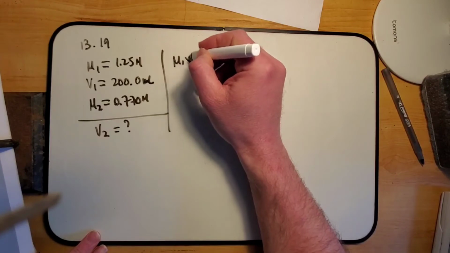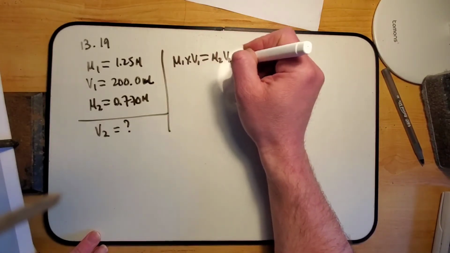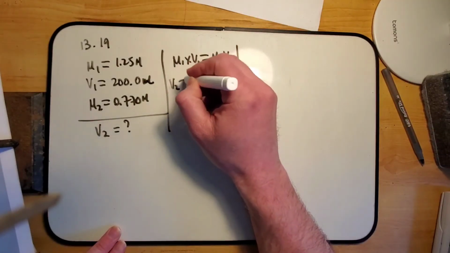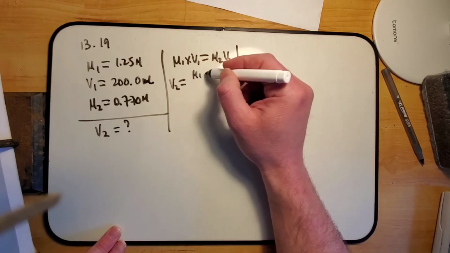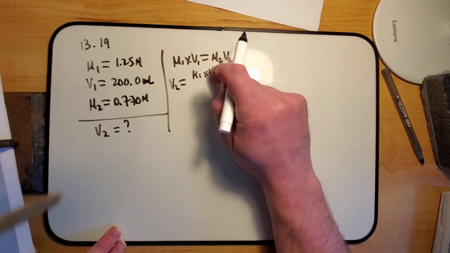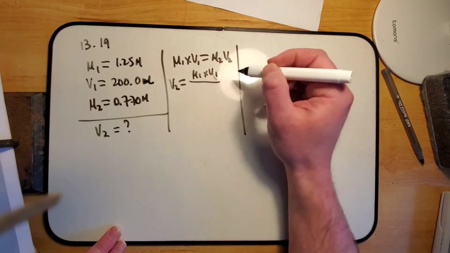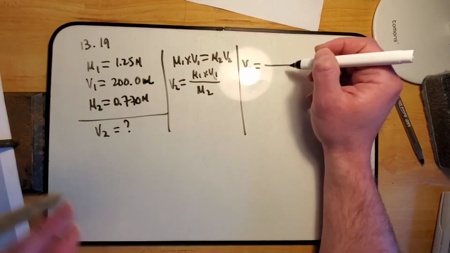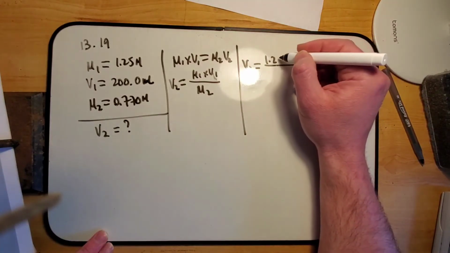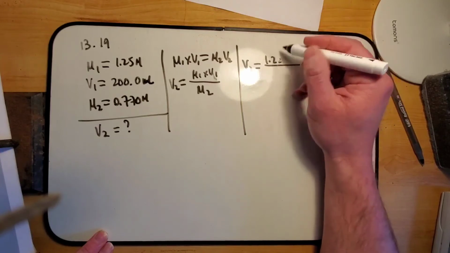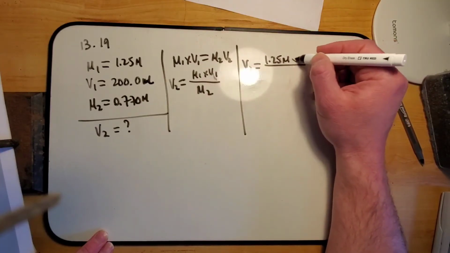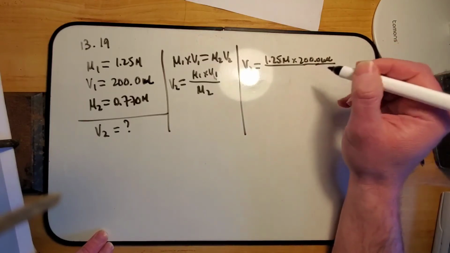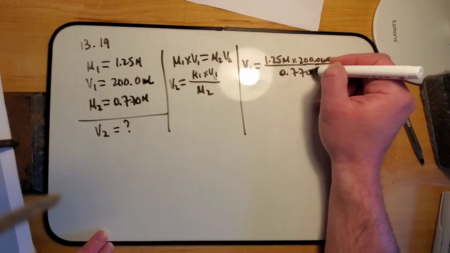Again, I'm going to use M1 times V1 equals M2 times V2, and my unknown here is V2. I'm going to just do cross multiplication. Oops, this is supposed to be M1 times V1 divided by M2. So let me solve it for V2. I'm going to plug in 1.25 molar times V1, which is 200.0 ml, divided by M2, which is 0.770 molar.